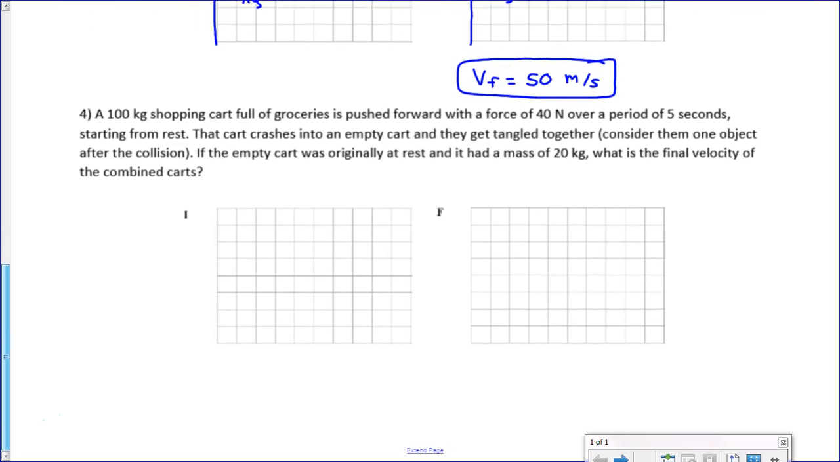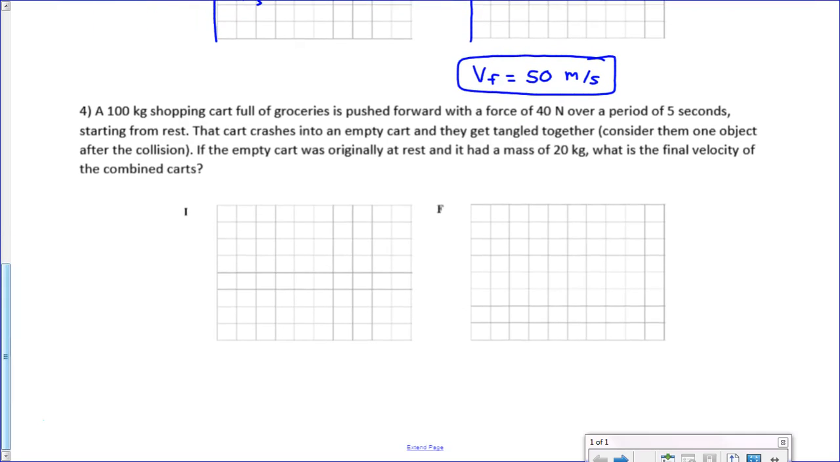All right. For problem number 4, it's very similar. We've got a shopping cart. It's 100 kilograms. I say that it's put under a force of 40 newtons for 5 seconds. So we know the change in momentum here equals F times t. In this case, change in momentum equals 40 times 5, which equals 200 kilogram meters per second.